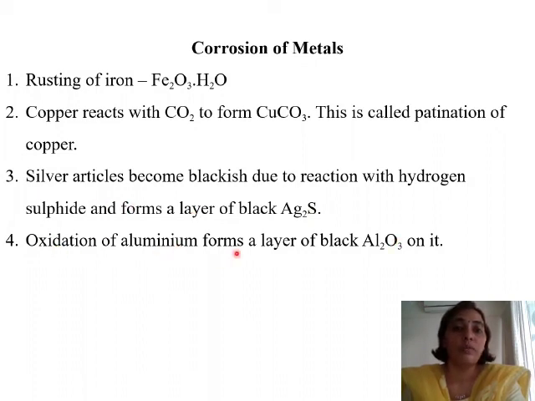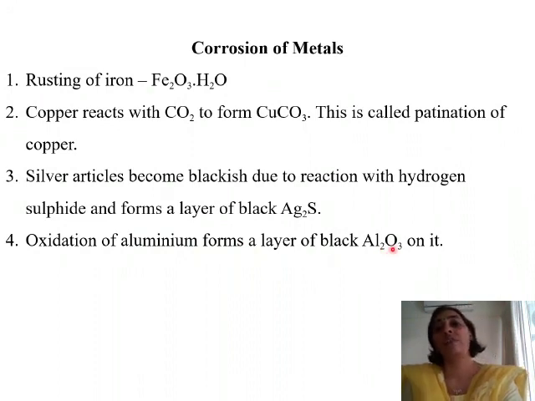Oxidation of aluminium forms a layer of black aluminium oxide on it. So pressure pans and pressure cookers often turn blackish in color after constant use, and that is due to slow reaction of the aluminium article with oxygen, forming a black colored layer of aluminium oxide. So what are the various ways in which we can prevent this corrosion or rusting from taking place? That's going to be a part of our next slide.